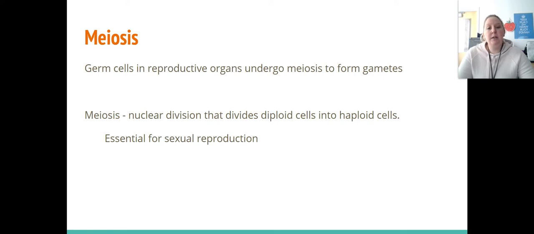We use meiosis to divide our cell twice so we get half the amount of chromosomes that we need to form our gametes. Meiosis is a nuclear division that divides a diploid cell twice into 4 haploid cells. This is essential for sexual reproductive purposes.